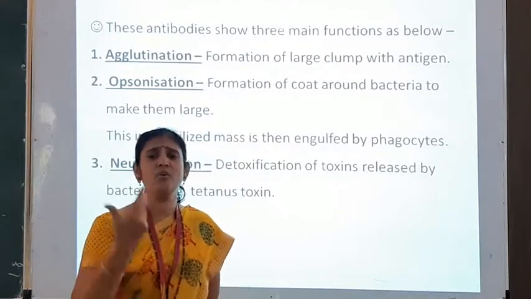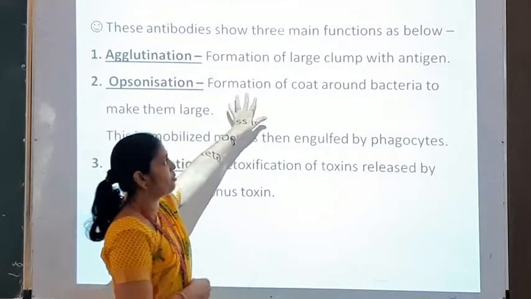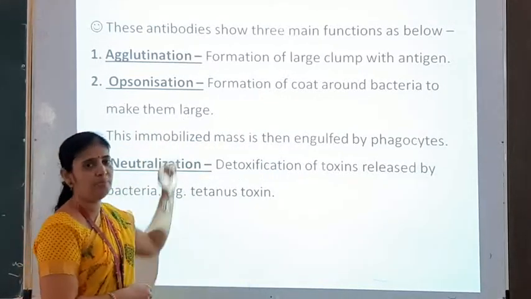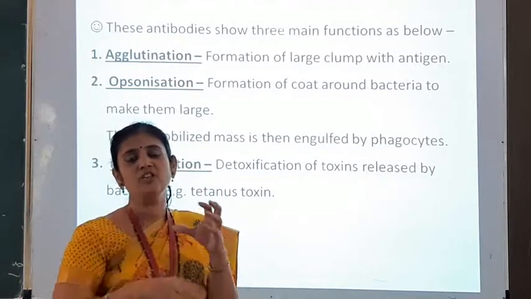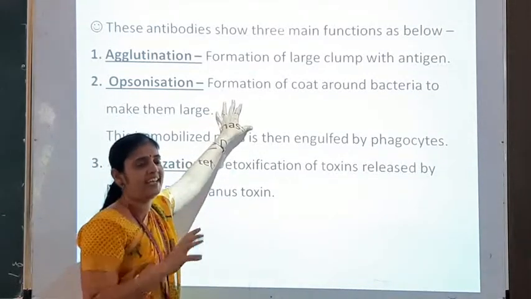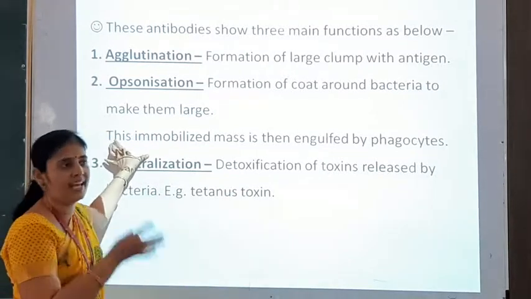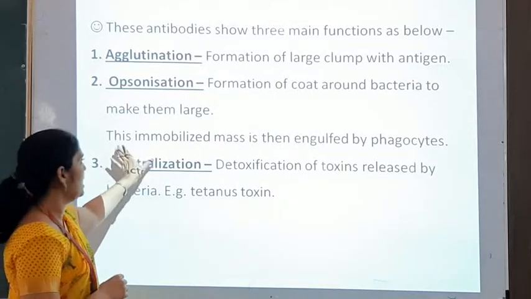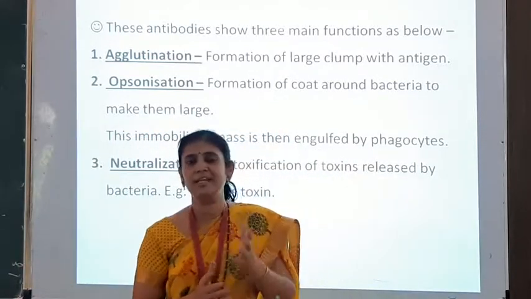Now, after formation of clump, what happens? Second step, opsonization. There is formation of a large coat around the bacteria to make them large. Means suppose that antigen is a bacteria, then after formation of clumping, there is formation of a coat around that bacteria to increase the size of the bacteria, and it gets immobilized, means the motility goes on decreasing, and therefore this immobilized mass is then engulfed by phagocytes.